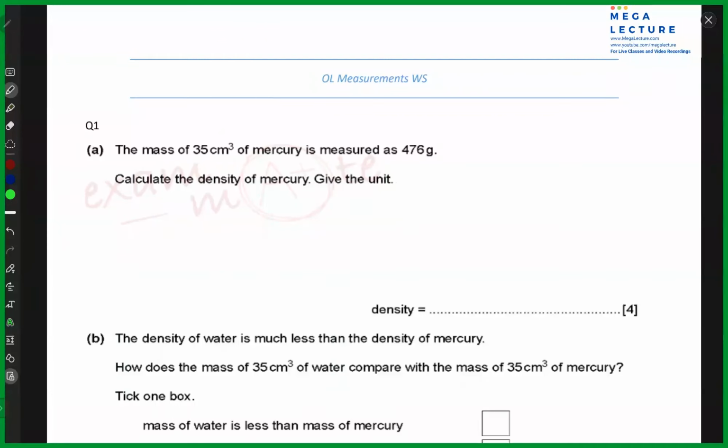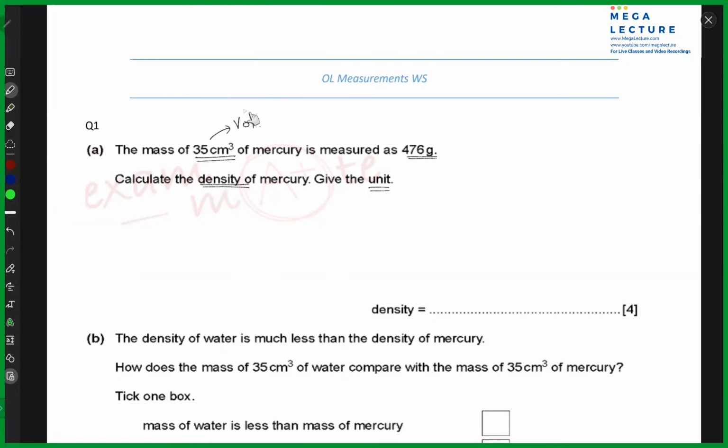Okay, so here we have the first question, and it says that the mass of a 35 centimeter cube, so this is the volume, right, of mercury is measured as this much grams. So this is the mass. Calculate the density of the mercury and give the unit. So we have to compute the density. So how do I do this problem?